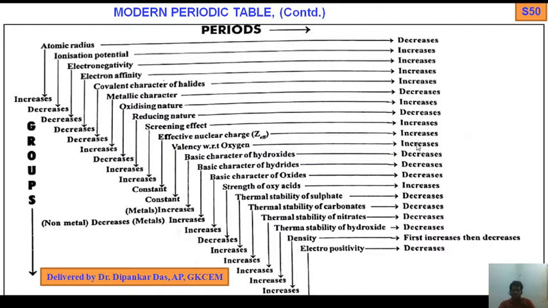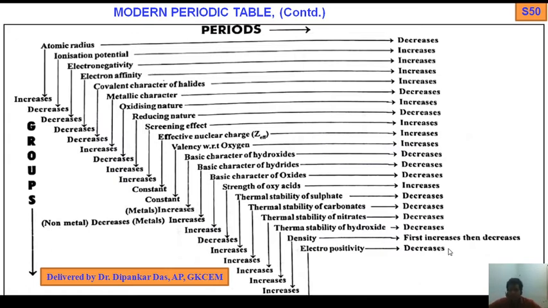Valency with respect to oxygen increases, constant. Basic character of hydroxides decreases, increases for metals. Basic character of hydrides decreases, increases. Strength of oxyacids increases, decreases. Thermal stability of sulfate decreases, increases. Thermal stability of carbonates, which will be discussed in Fajans rule, decreases, increases. Thermal stability of nitrates decreases, increases. Thermal stability of hydroxide decreases, also increases.